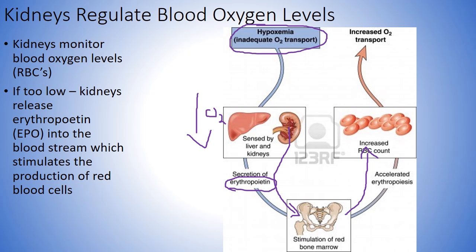before lactic acid buildup. So taking a look at this, kidneys will signal bone marrow to stimulate red blood cell production via this erythropoietin, or EPO hormone. Once that occurs, we see an increase in red blood cell count. Increased red blood cell count obviously increases the amount of oxygen transport in the circulatory system.